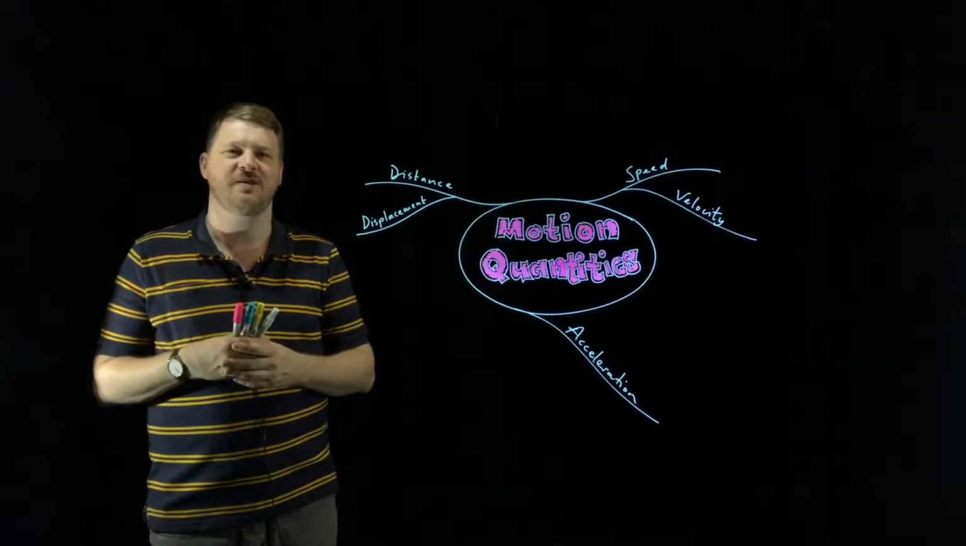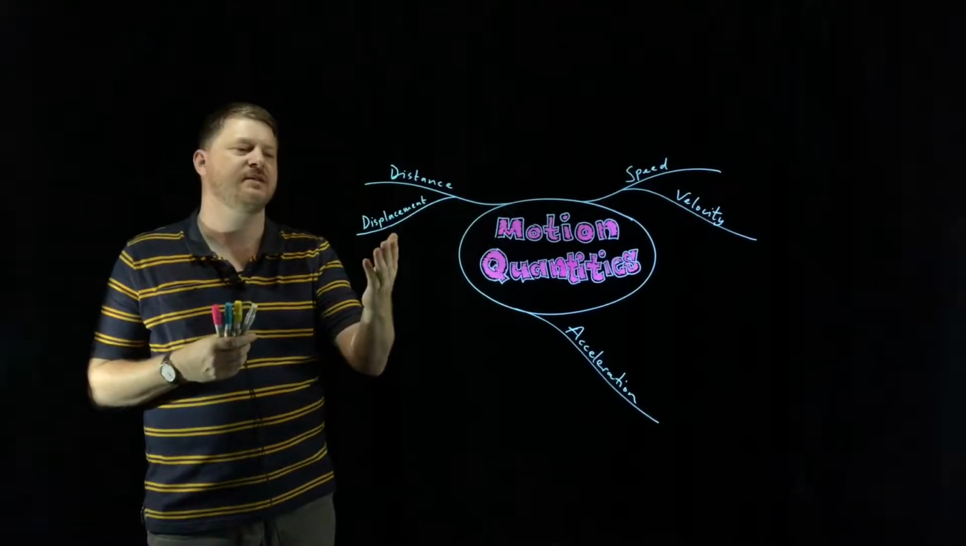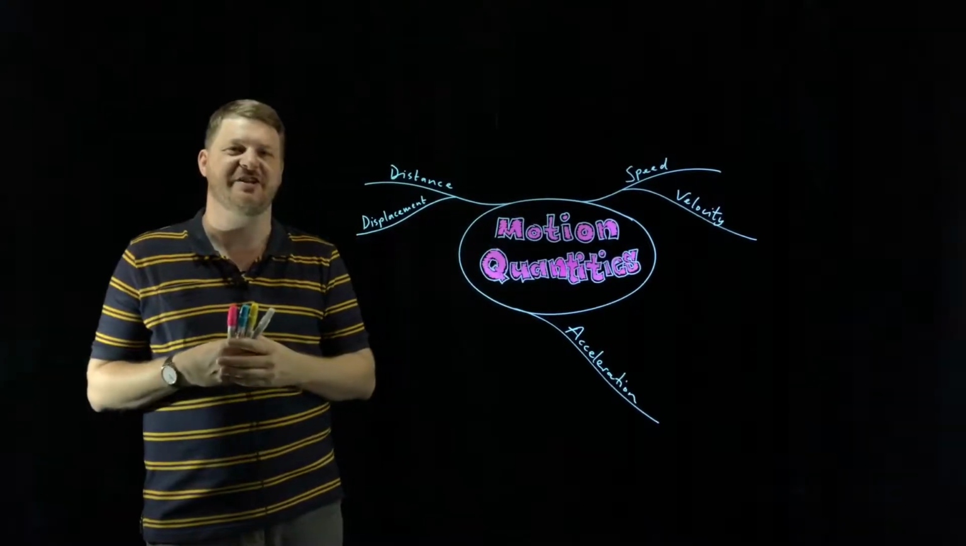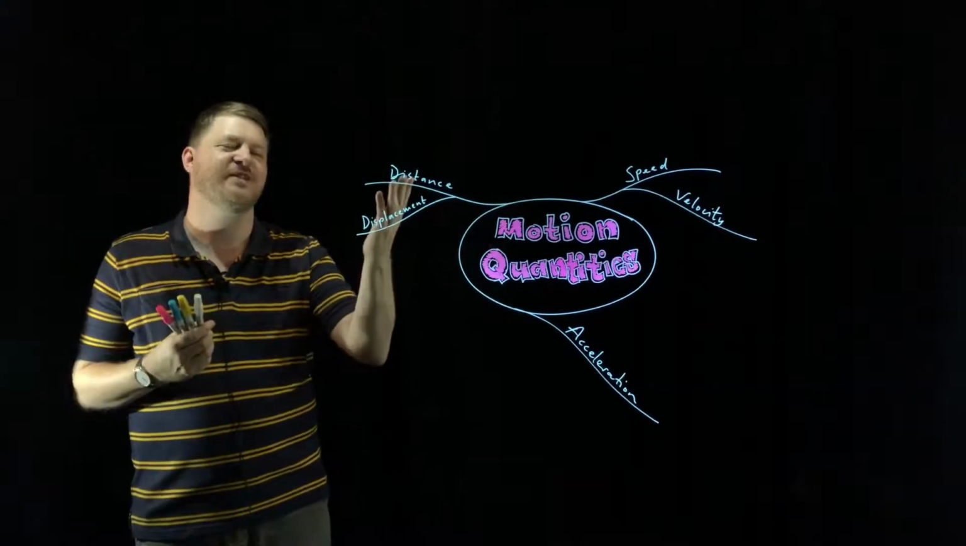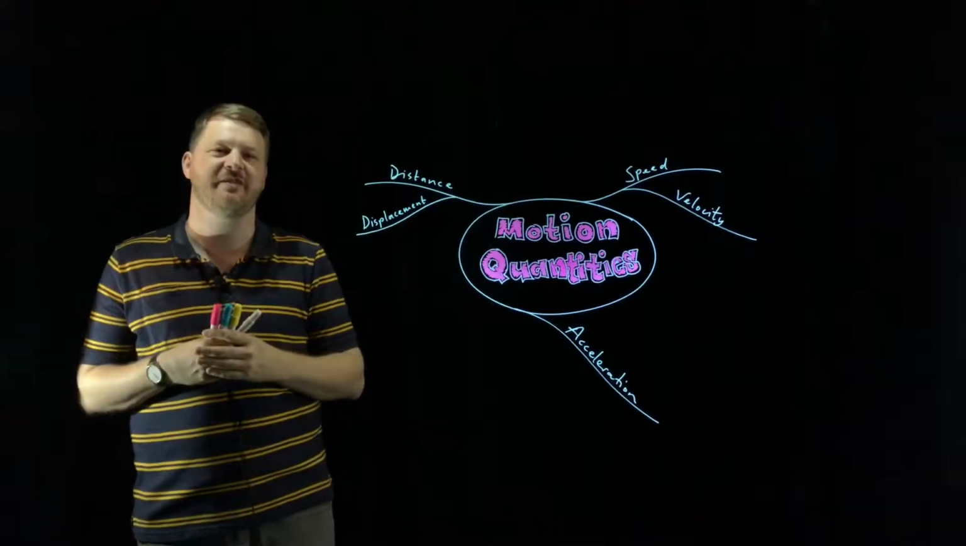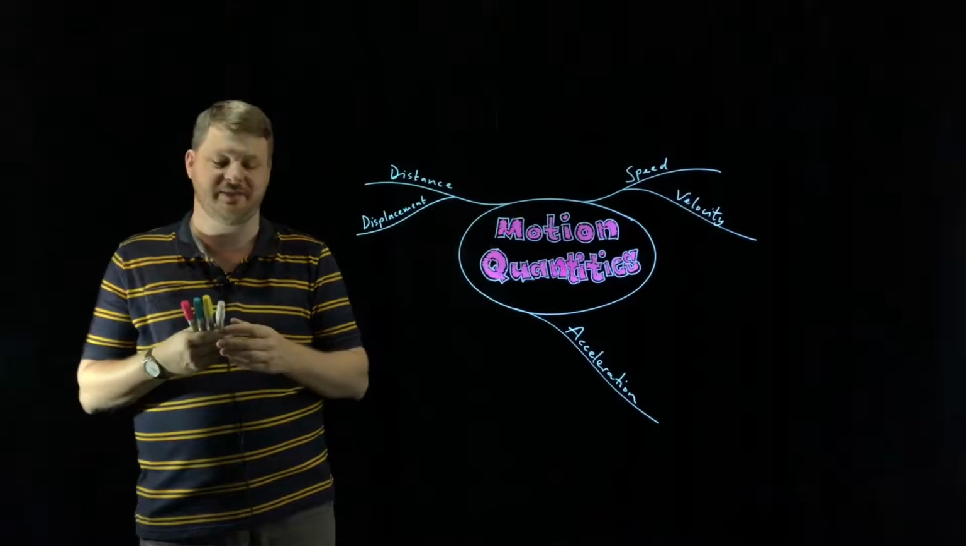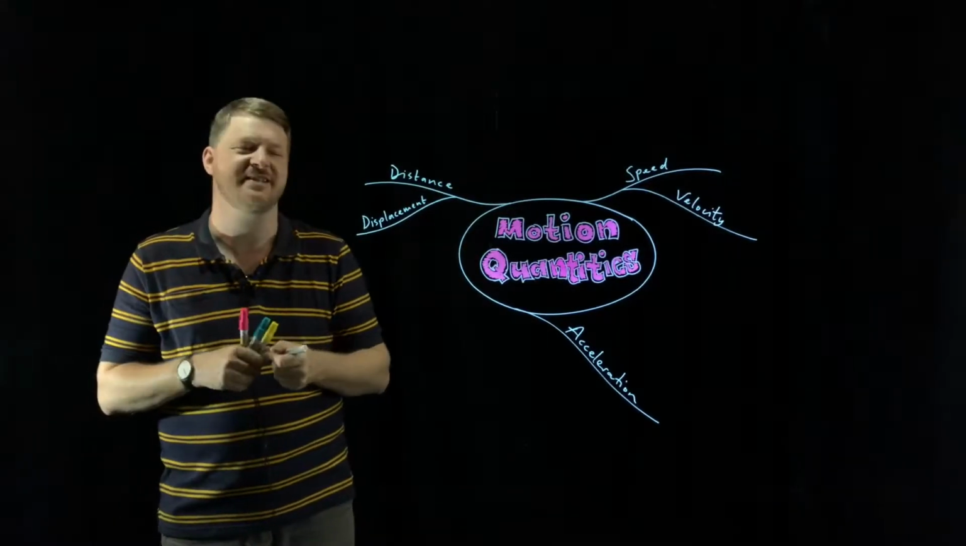There are 5 motion quantities: distance, displacement, speed and velocity, and acceleration. What's distance? Well, distance we're already very familiar with. Distance is the length of a path, and it's measured in meters.